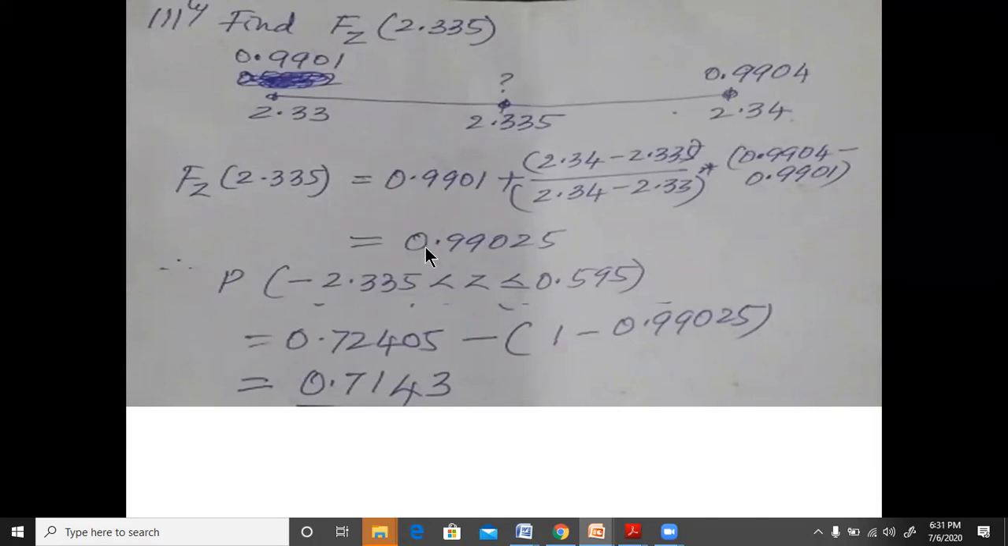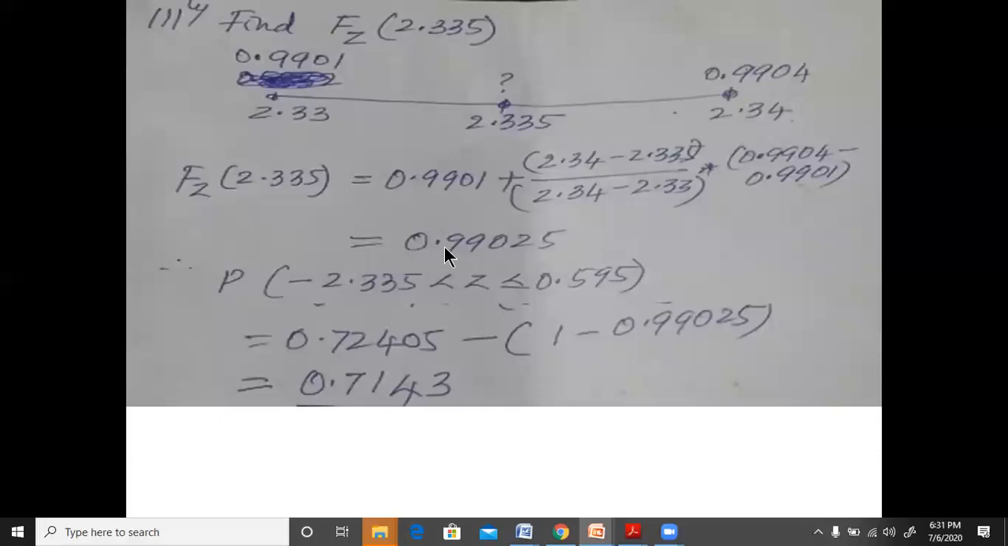So for that, the formula is again the same formula: 0.9901 plus 2.34 minus 2.335, or 2.335 minus 2.33, either way. You can write 2.335 minus 2.33 also. I think this might be a mistake, this is not the right one. You can write 2.335 minus 2.33. Even if you write this, there's no harm, but ideally that is the right one: 2.34 minus 2.33 multiplied by this minus this.